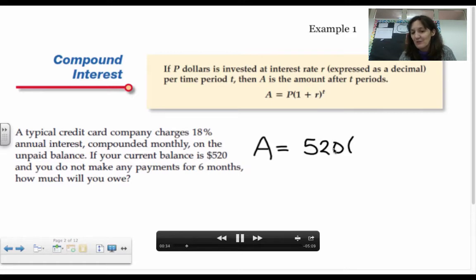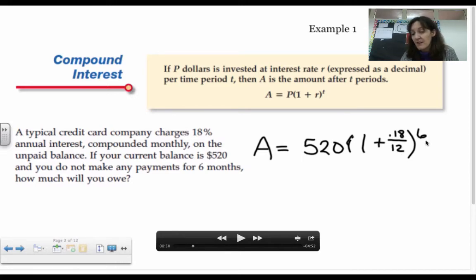The amount equals 520, which is my principal, times 1 plus the rate, which is 18%. Now, when I do this, it's 18% divided by 12. The reason it's divided by 12 is because I'm compounding it monthly, which means that I have to account for each of my monthly amounts. So it's 18% divided by 12 because I'm doing it every month.